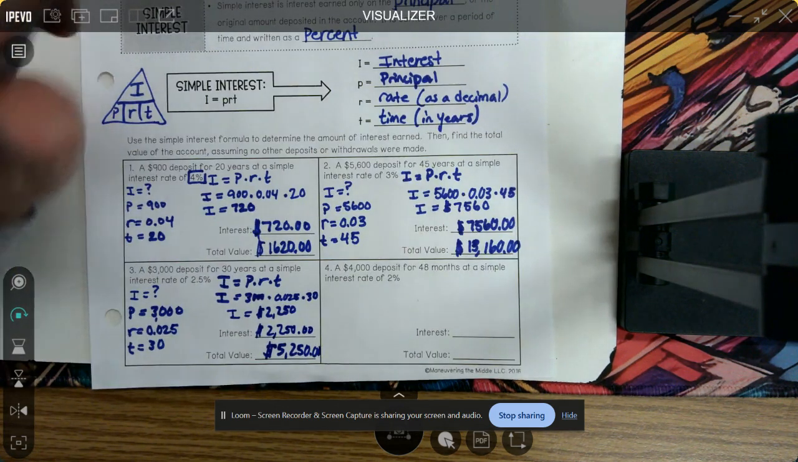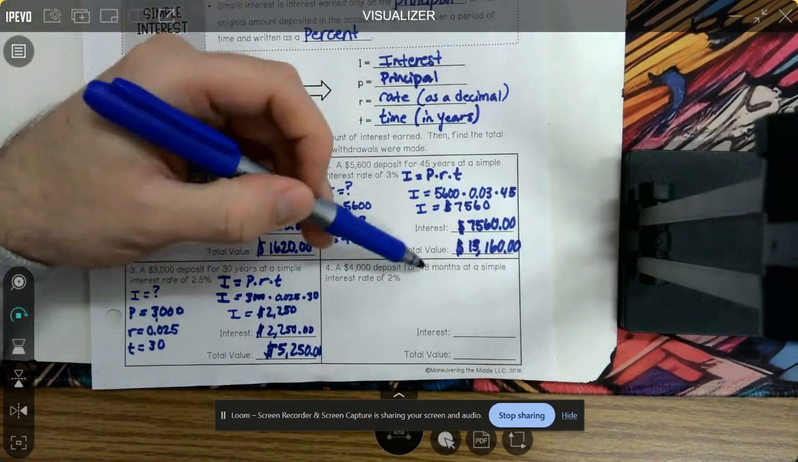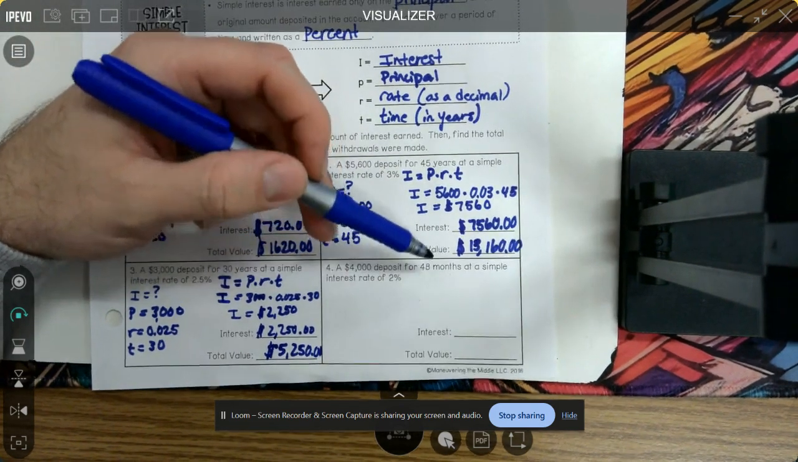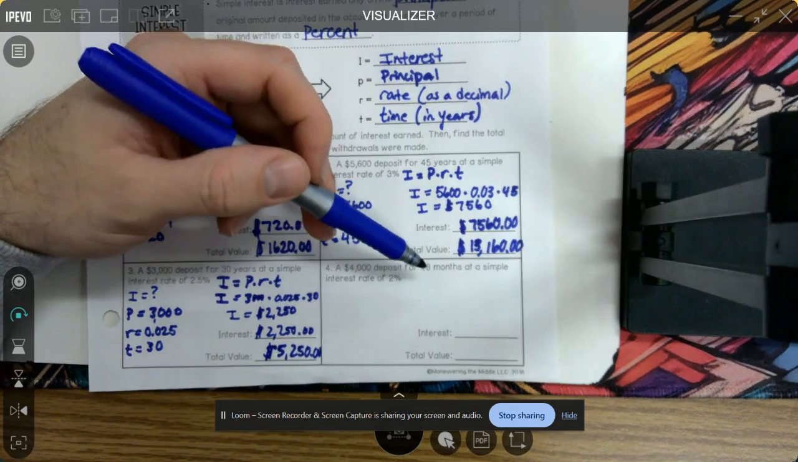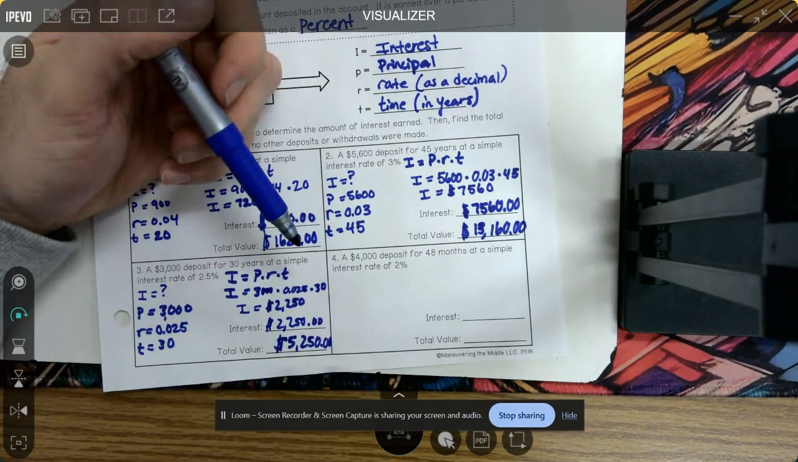You do number 4, but before we start, pay attention. This is in months. You need years. So figure out, how are you going to convert months to years?